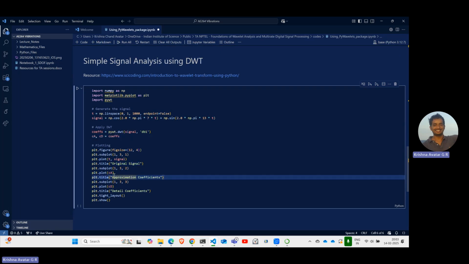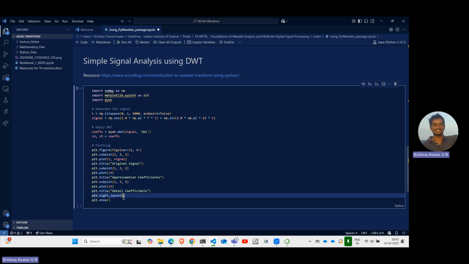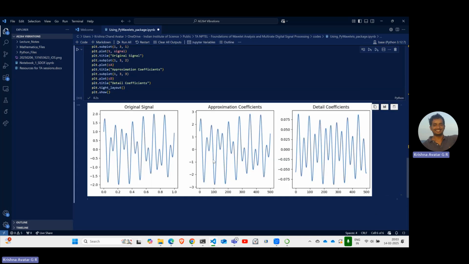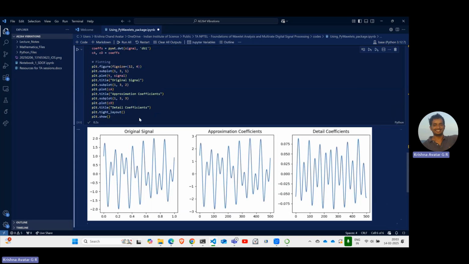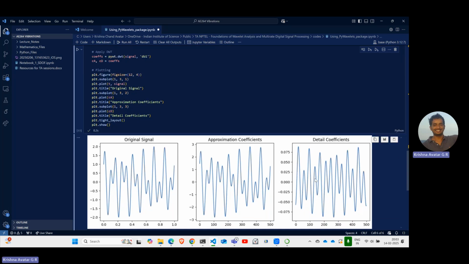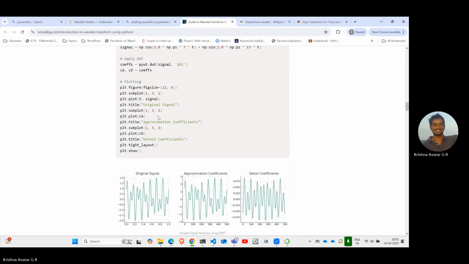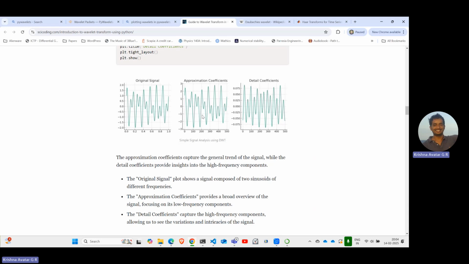And what we do is also plot all these coefficients and get it. And let's see how it looks fundamentally. So this is how it is. Approximation coefficients are like this, cA, and these are the detail coefficients. In general, the approximation gives the general trend of the signal, while the detail coefficients give insights into the high frequency components.